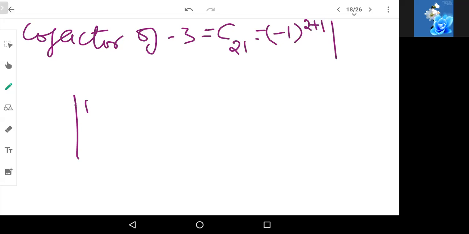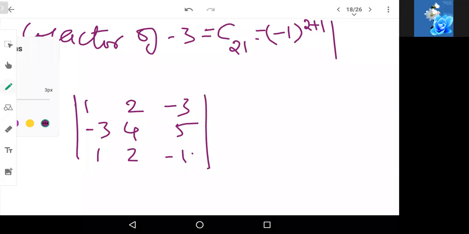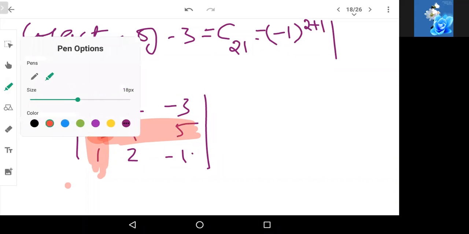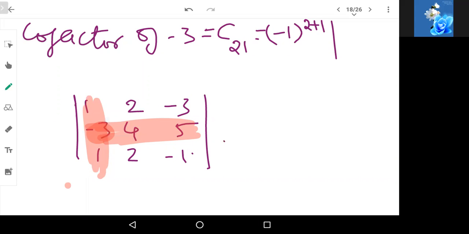Now the determinant is 1, 2, minus 3, minus 3, 4, 5, 1, 2, minus 1. So if you see here, we are finding the minor for this. So second row and first column will go away. And the remaining numbers are 2, minus 3, 2, minus 1.